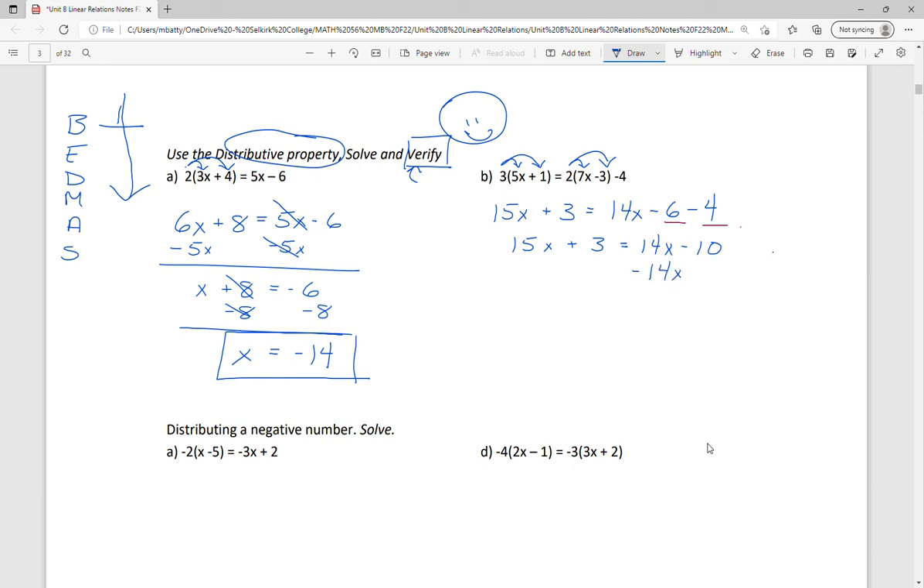Next thing I'm going to do is minus 14x from both sides. What that does is eliminate it on the side that I just want numbers. Now 15x minus 14x is just 1x. And the next thing I'm doing is just copying everything else that I still have going on. I want numbers all by themselves and x's all by themselves. So to get rid of that plus 3, I'd minus the 3, but I have to do it on both sides. And my last line here would be that x equals a negative 13.